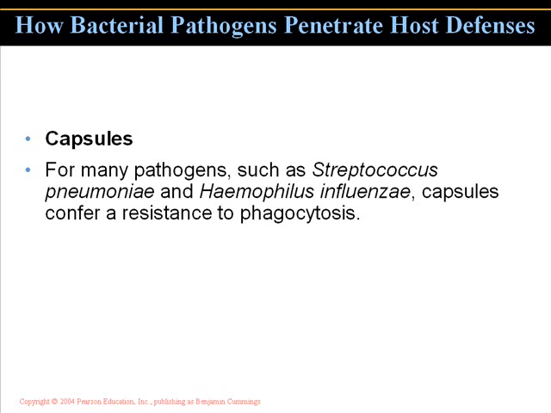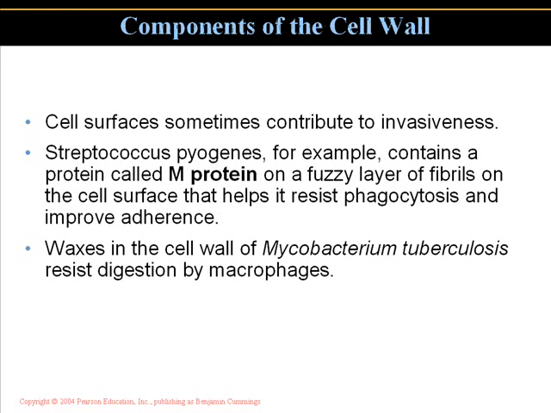Capsules. For many pathogens such as Streptococcus pneumoniae and Haemophilus influenzae, capsules confer resistance to phagocytosis. Cell surface sometimes contributes to invasiveness. Streptococcus pyogenes, for example, contains a protein referred to as an M protein on the fuzzy layer of fibrils on the cell surface that helps resist phagocytosis and improves adherence. So if you can adhere and also fight off phagocytosis, then obviously these organisms would proliferate in the human system.